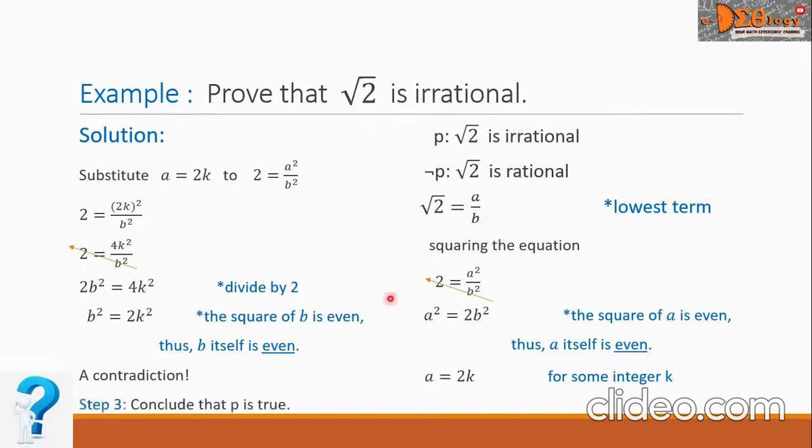We can go now to step 3. We can conclude that p is true. Our p is here. So we say that, therefore, the square root of 2 is irrational. This is our final answer.